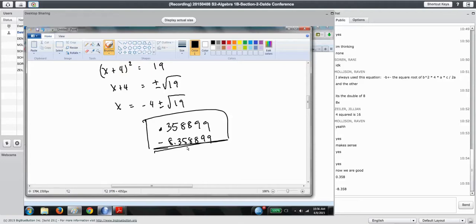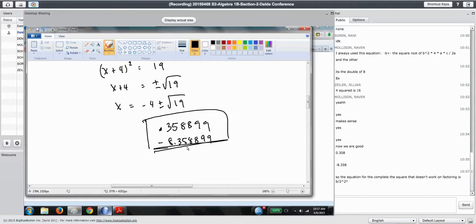What I'd like for you to do is be able to look at an equation and say, I think the best way to approach this would be to make it so that I can factor this. All right. So the equation for complete the square doesn't work on factoring? Oh, no. Complete the square always works. It's more work than factoring, but it always works. Factoring is the one that doesn't always work. Factoring only works if the numbers come out pretty. Are we cool with that?